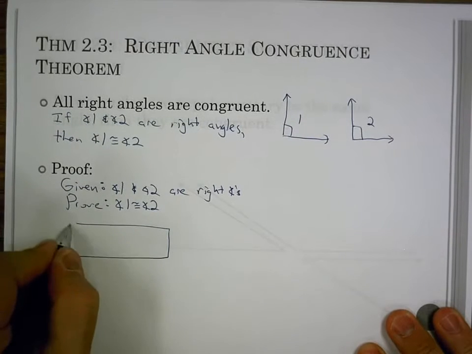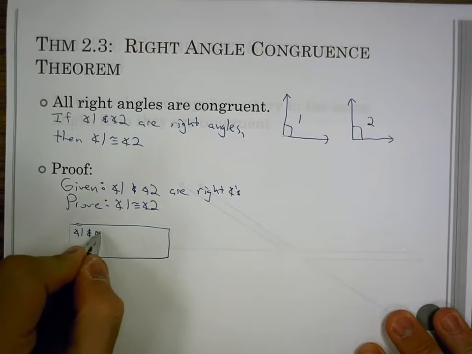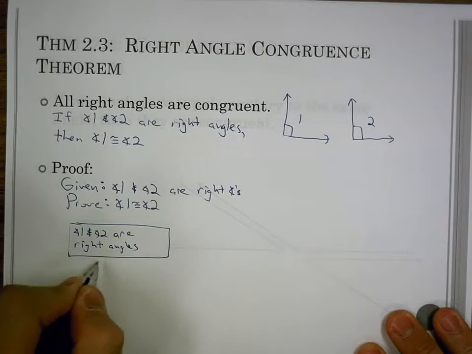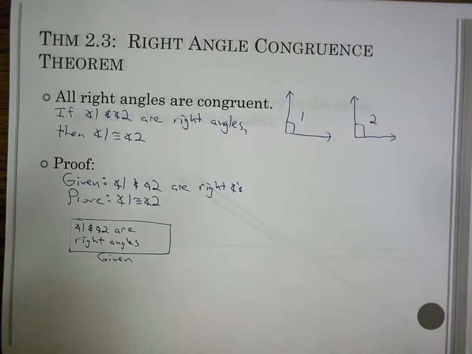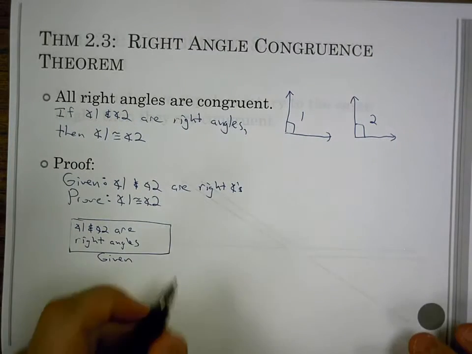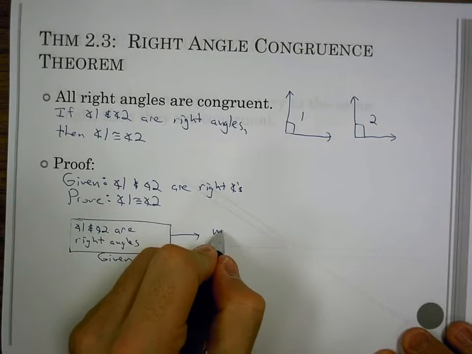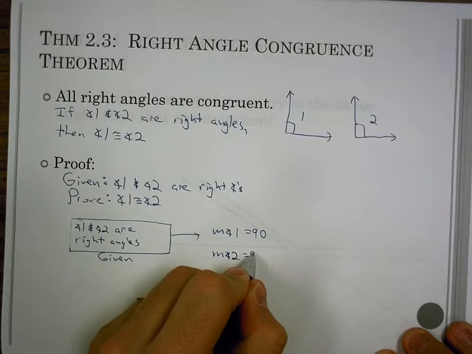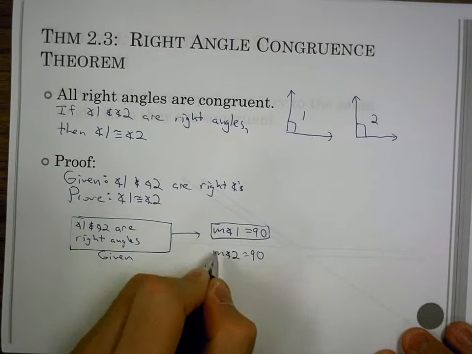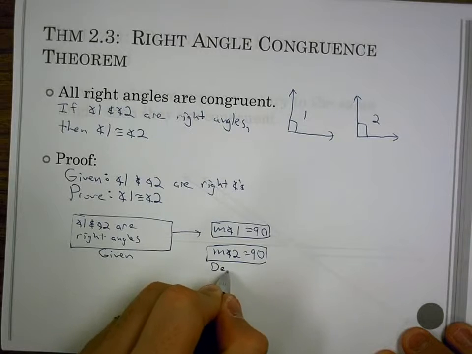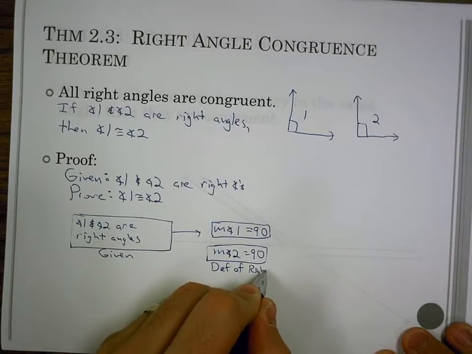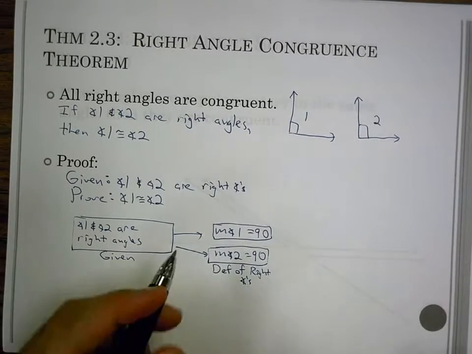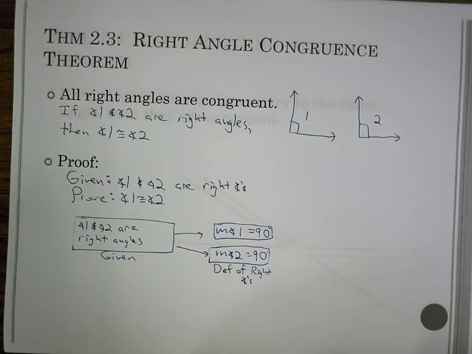So, if we're doing a flow chart, I'm going to say angle 1 and angle 2 are right angles. Then if I said, well, what is a right angle? And you would hopefully know that a right angle means that the measure of angle 1 equals 90 and the measure of angle 2 equals 90. And what tells us that is the definition of right angles. So, what are right angles? Well, they're angles that equal 90 degrees, and that's by the definition.